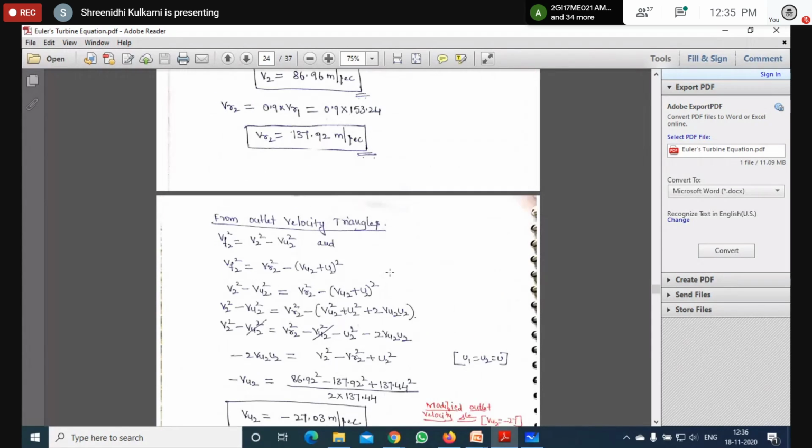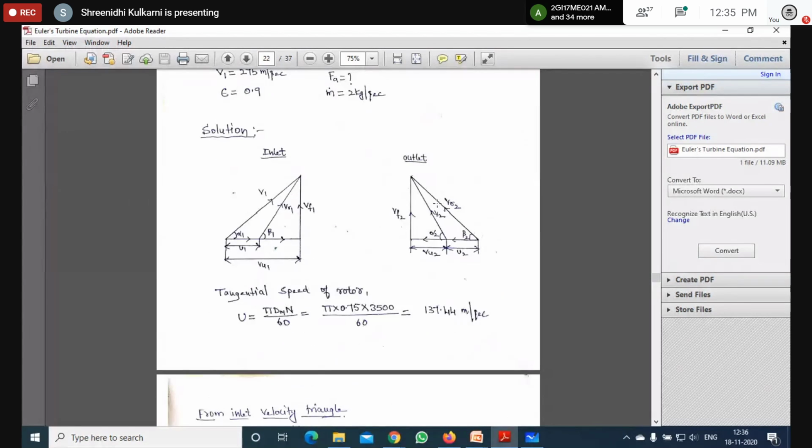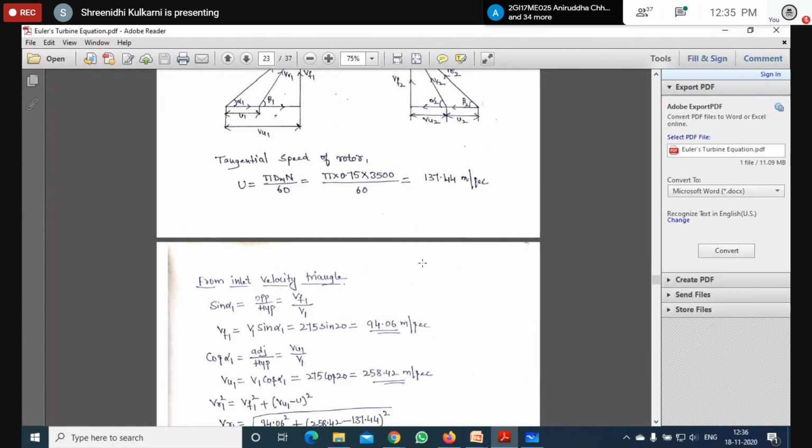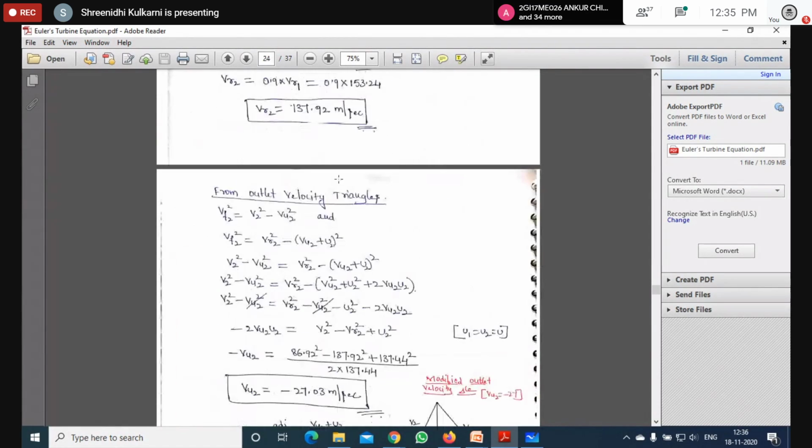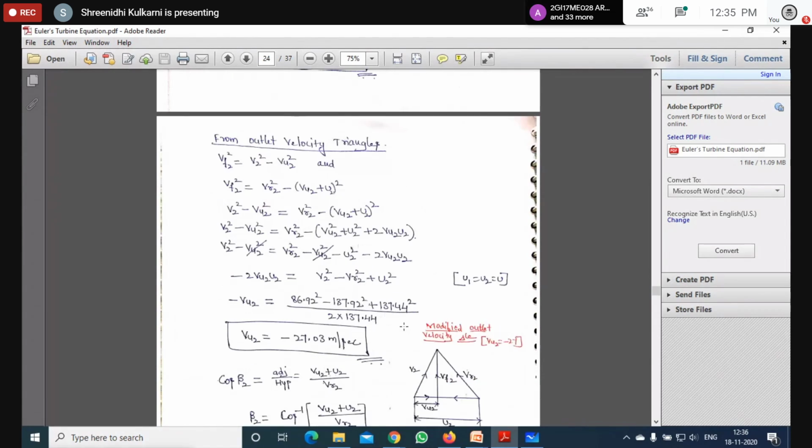Because there is no other option to calculate this one. Instead of writing the outlet velocity triangle like this, I could write it directly, but I don't know whether it will change or not. At this stage, we don't know how to calculate VU2, so that is the better option. We'll go for this velocity triangle and just calculate what is the value of VU2.